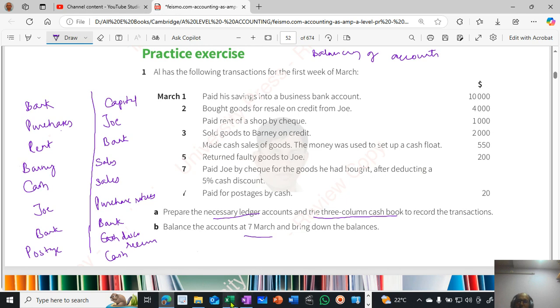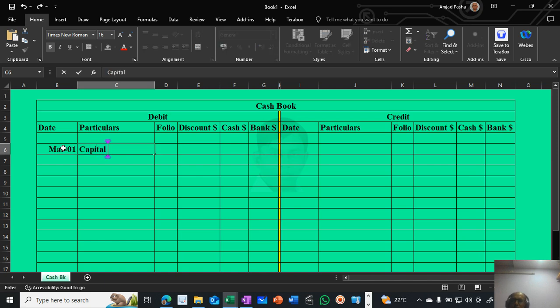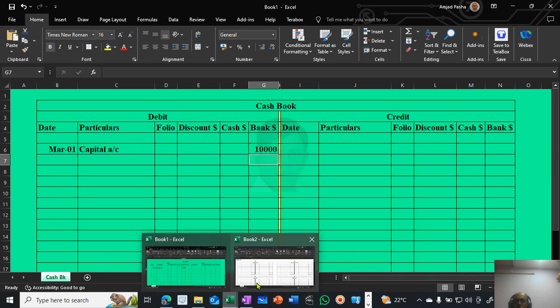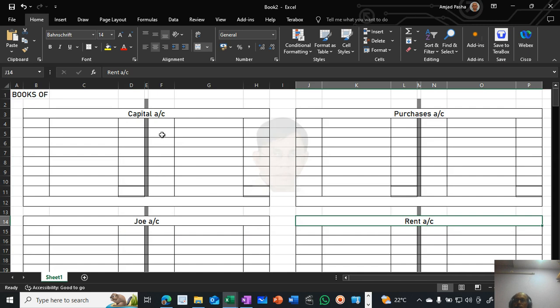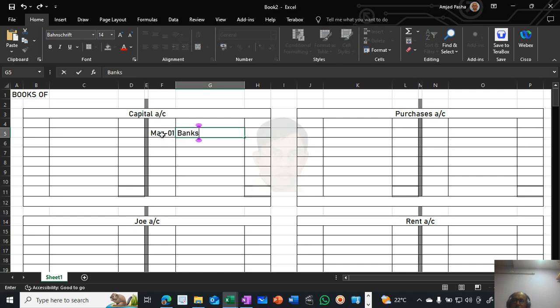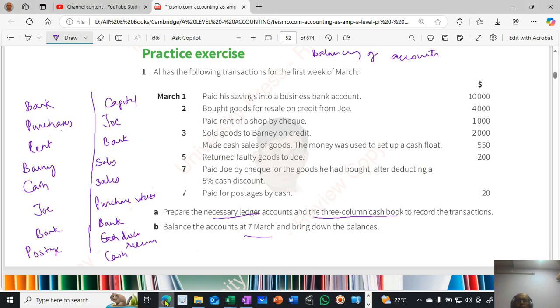March 1st. Yes, the bank account should be debited with capital, 10,000. Then the capital account will be credited on March 1st, with bank, 10,000. Then the first entry is completed.